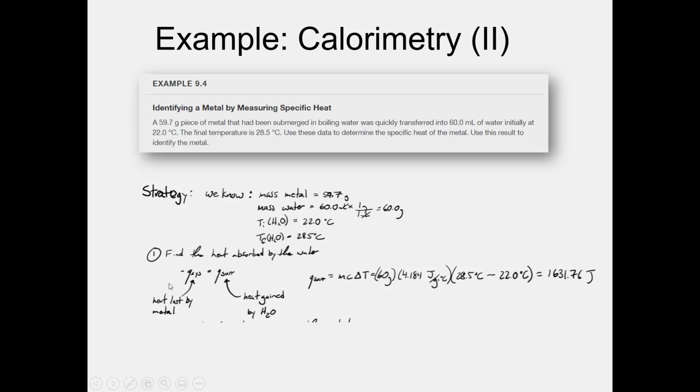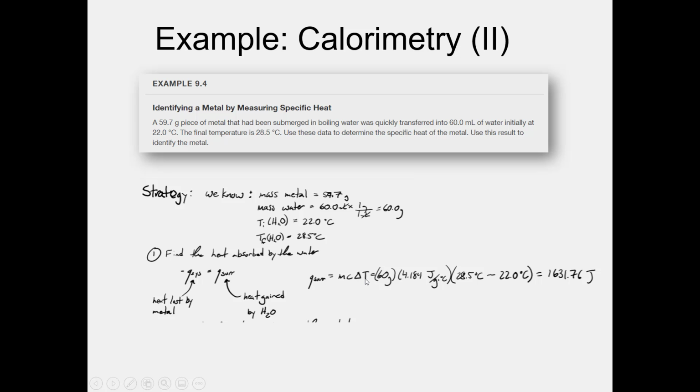So again, the general principle here is that the heat lost by the metal is equal to the heat gained by the water in the calorimeter. Negative Q sys equals Q surroundings. So we want to find the heat absorbed by the water, Q surroundings, and then we can use that to figure out how much heat was lost by the metal. We can calculate the heat gained by the water using our usual calorimetry equation. Q surroundings equals mass of surroundings times specific heat times the change in temperature.